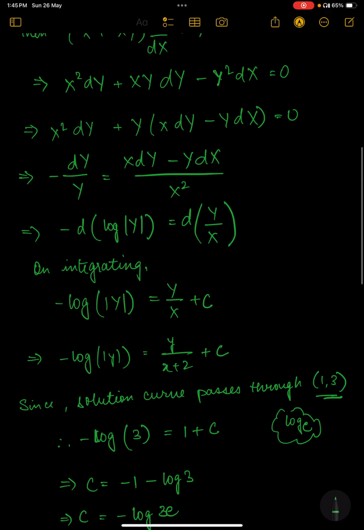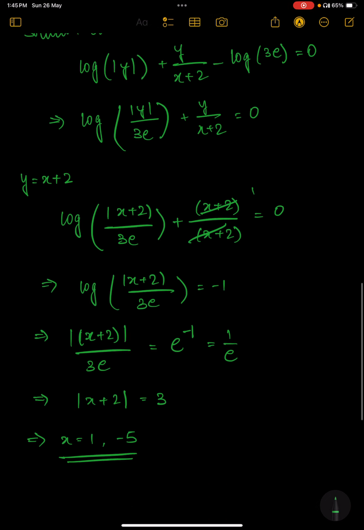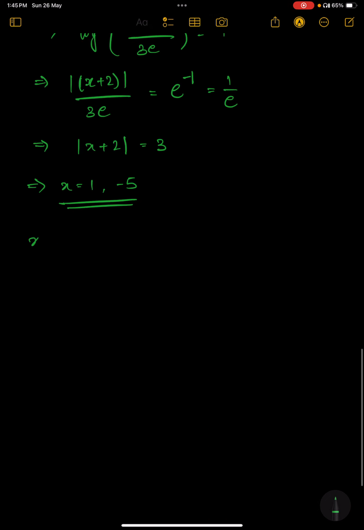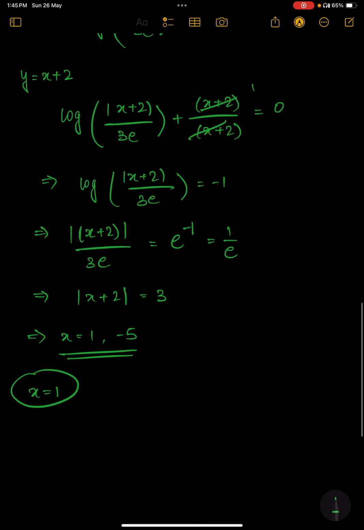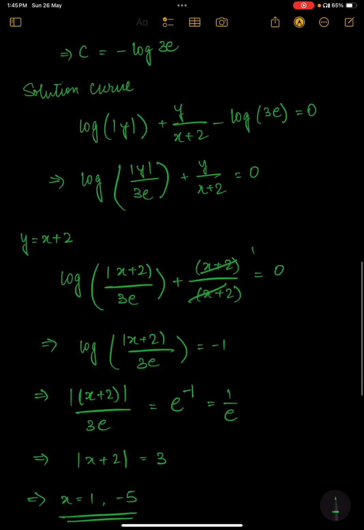Now, in the question, I told you, if you recall, that x greater than 0 is a very important point. So it has only one solution. x is equal to 1 is the only solution. So my option A is correct and option B is not correct. Now, going forward for option C, we'll check option C.